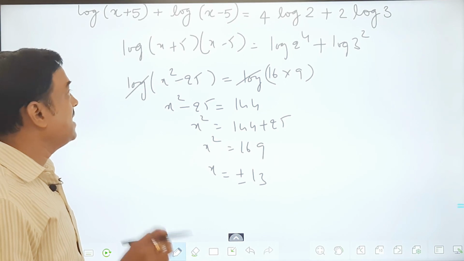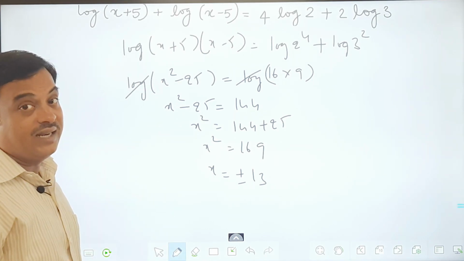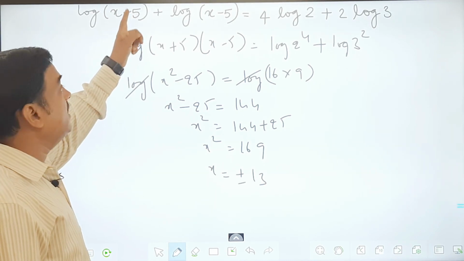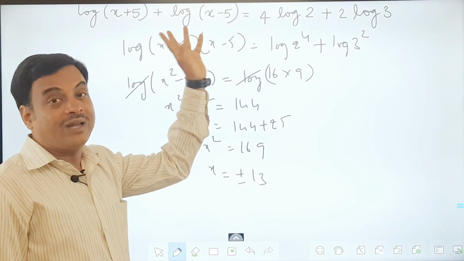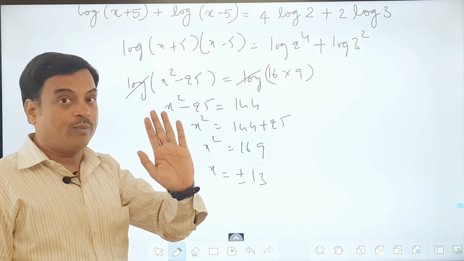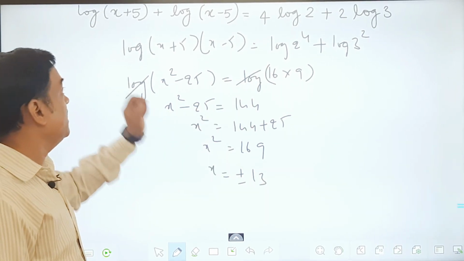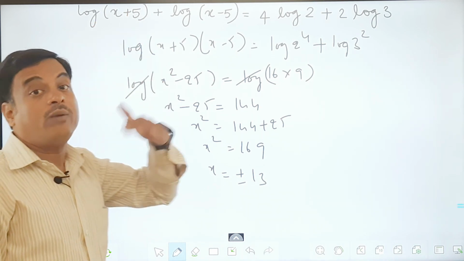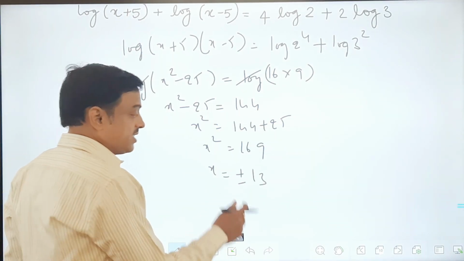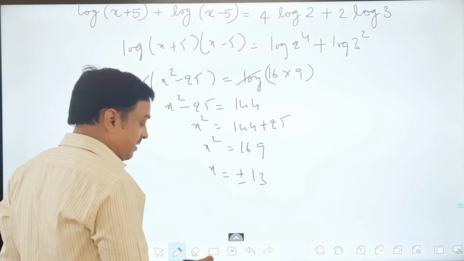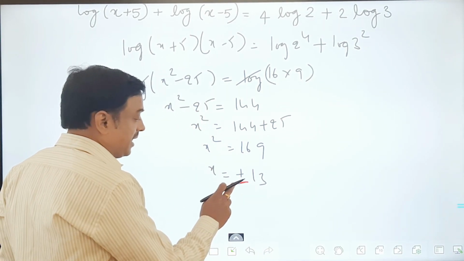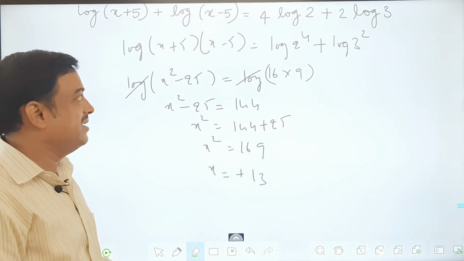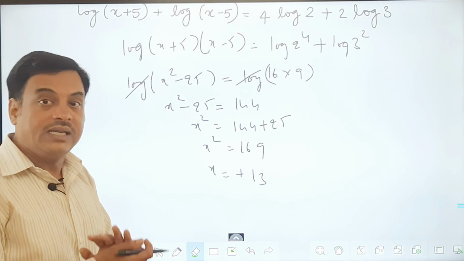Now the point is, can I take plus 13 and minus 13 also? If I take plus 13 over here, 13 plus 5 is 18, 13 minus 5 is 8. Both are positive values. Logarithm is defined for positive values. If I take minus 13 plus 5 it is minus 8, and logarithm cannot be defined on minus 8. So the value of this cannot be taken as negative. So I just eliminate the negative part of it. That's it. So it can be only plus 13, not minus 13. So the value of x here is only 13.